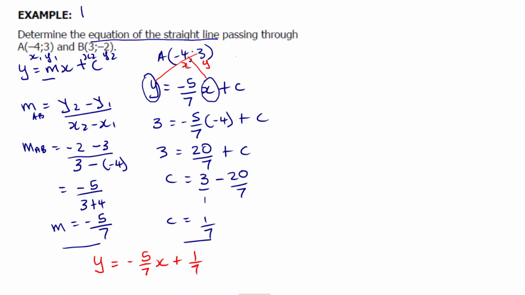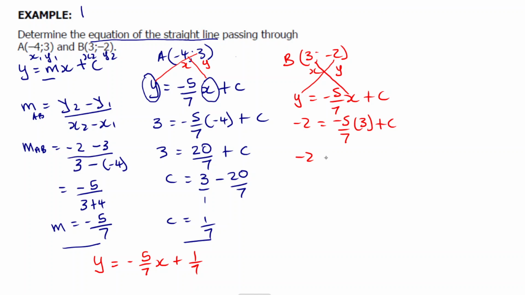If you like, you can also use point B here, where you see the coordinate of b, which is 3 and negative 2. So this is x, this is y. So you can say y equals negative 5 over 7x plus c. Where I see y, I'm going to put the negative 2. Where I see x, I'm going to put the 3. Let's check what we are going to get if we use the b point. Negative 5 over 7. Where I see x, I'm going to put the 3, plus c. So let's calculate now. Negative 5 times 3, that's negative 15 over 7 plus c.